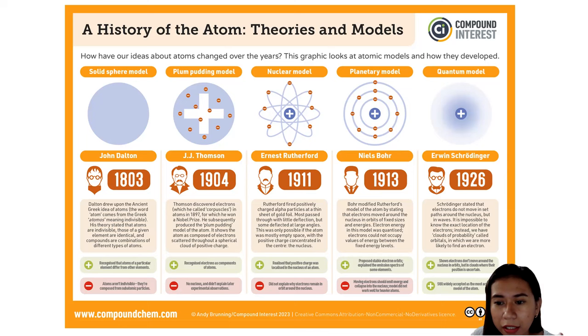That's 1800. Dalton drew upon the ancient Greek ideas of atoms. The word atom comes from the Greek word atomos, meaning indivisible. Ano ba yung ibig sabihin ng indivisible? Kapag sinasabi nating indivisible, ibig sabihin daw, hindi siya pwedeng mag-divide. Iba naman yung invisible. Invisible is hindi siya makikita, di ba? Pero ang indivisible, hindi na siya pwedeng mag-divide.